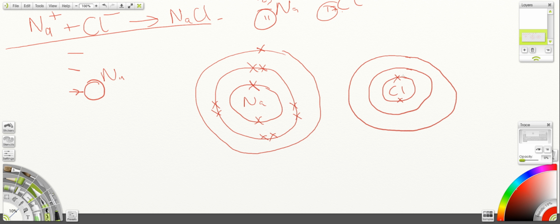1, 2, 3, 4, 5, 6, 7, 8, 9, 10, 11, 12, 13, 15, 16, and 17. Chlorine is in group 7, so it should have 7 electrons in its outer shell, and it does. Happy days again. So as you can remember, or if you can't remember, you just look at your periodic table.